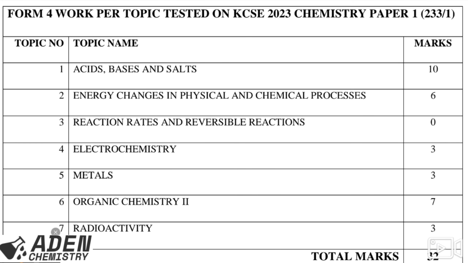So let's proceed to Form 4 work by topics tested on KCSE 2023 Chemistry Paper 1. We have the topic number, topic name, and also the marks. Topic 1 is called Chemistry of Acids, Bases, and Salts. This chapter had 10 marks. Remember, this is a very important chapter, and it will be tested again in Chemistry KCSE 2024 Paper 1. So students are expected to be familiar with this chapter. This chapter has a lot of sections.